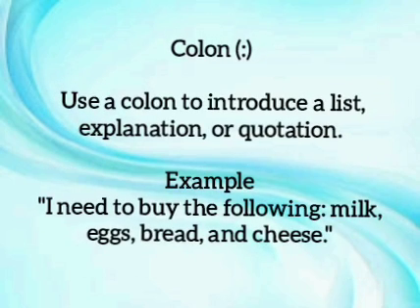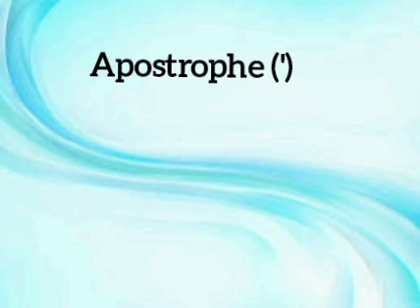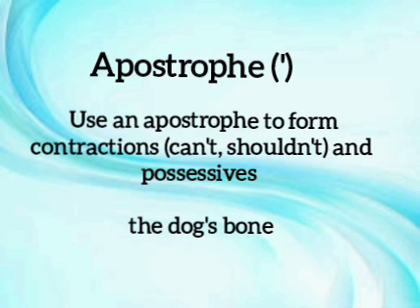Colon. Use a colon to introduce a list, explanation, or quotation. Example. I need to buy the following: milk, eggs, bread, and cheese. Apostrophe. Use an apostrophe to form contractions, can't, shouldn't, and possessives, the dog's bone.